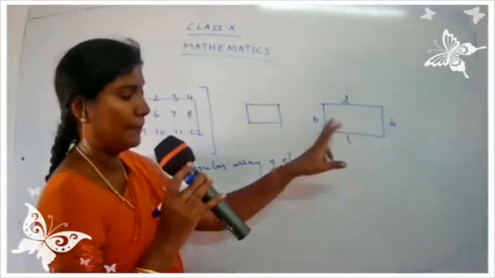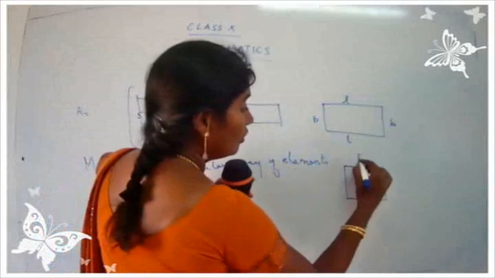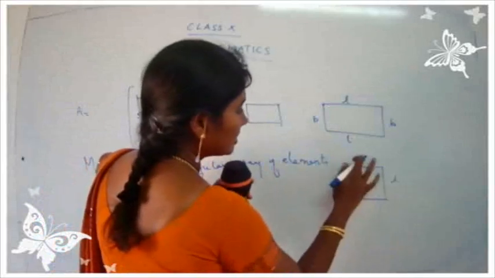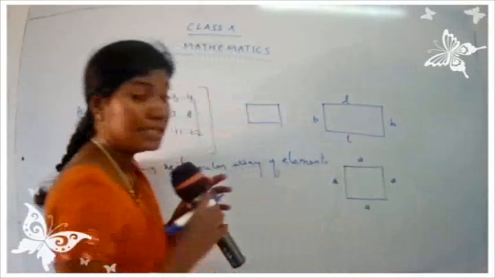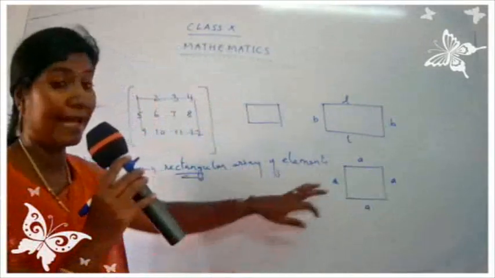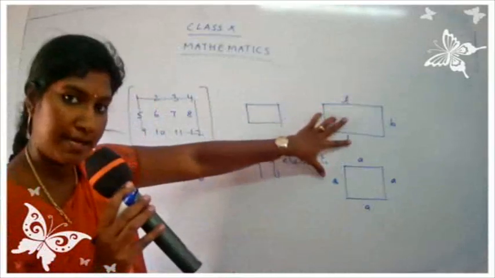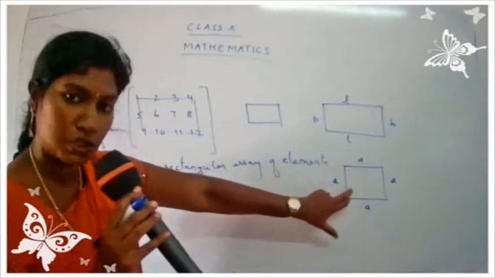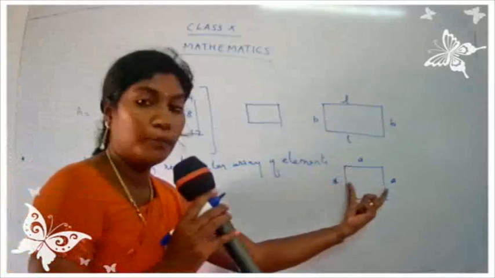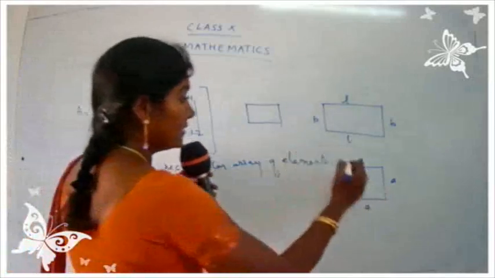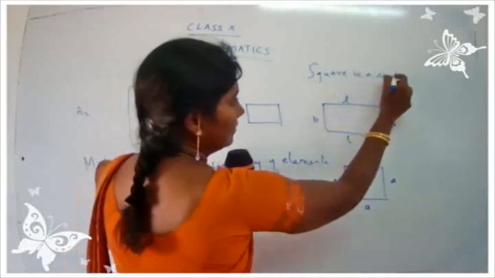So length, breadth. Similarly, if I consider a square, now what is the meaning of square? All the four sides are equal. I'll just take here A, okay? All the four sides are equal. Now, just apply the definition for rectangle here. What was the definition for rectangle children? The opposite sides are equal. That means here, when I go for a square, the opposite sides are equal. Again, the opposite sides are equal. So we can say that a square is a rectangle.